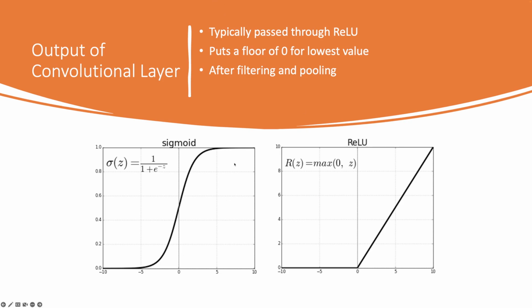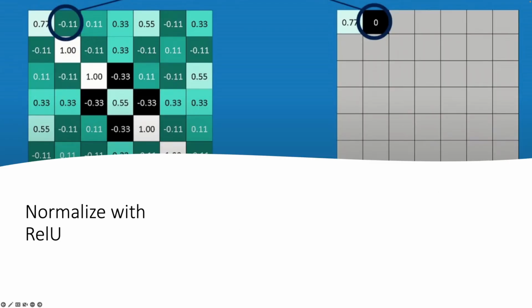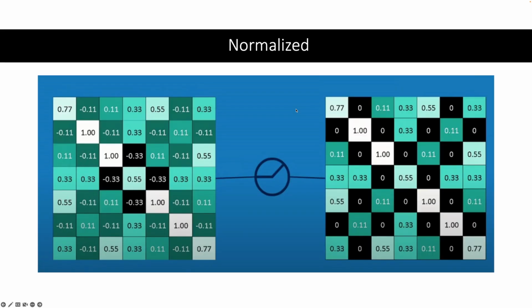Okay, so with a sigmoid function, you can have negative values. With ReLU, of course, we only have positive. Anything negative simply turns to 0. So the function is just the max of 0 or the value itself. It puts a floor of 0 on that. So if we were to normalize this, this negative 0.11 would simply become 0. So the normalized version looks like this.